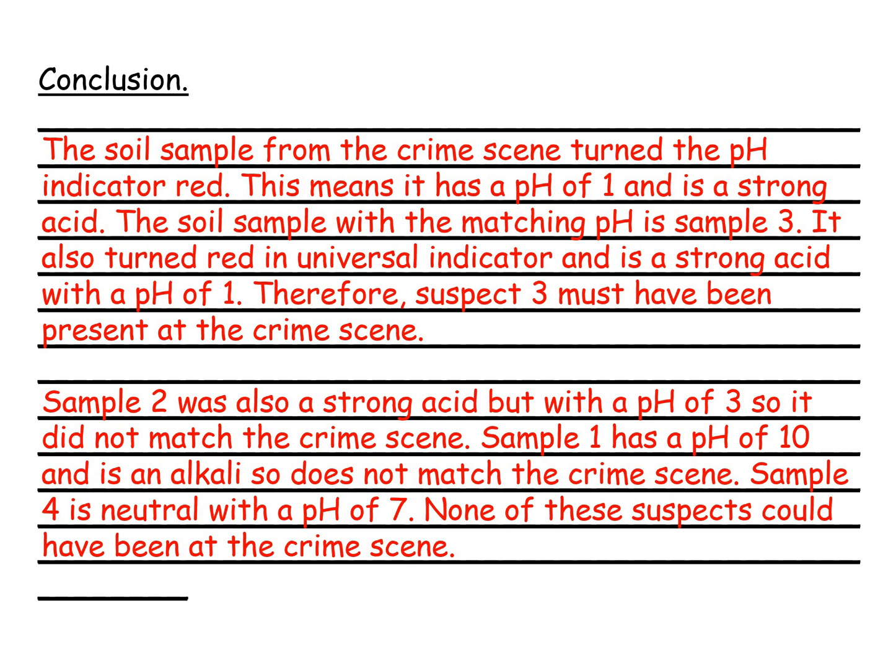Now, sample 2 was also a strong acid, but with a pH of 3, so it did not match the crime scene. Sample 1 has a pH of 10 and is an alkali, so does not match the crime scene. Sample 4 is neutral with a pH of 7, and none of these suspects could have been present at the crime scene. Okay, moving on.